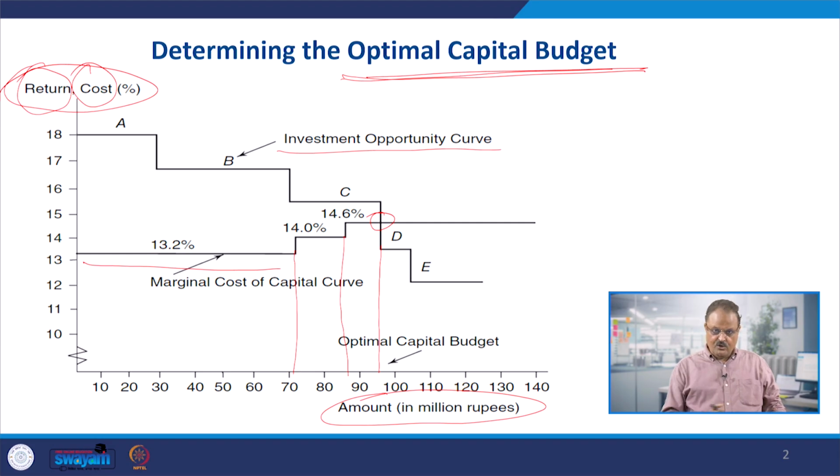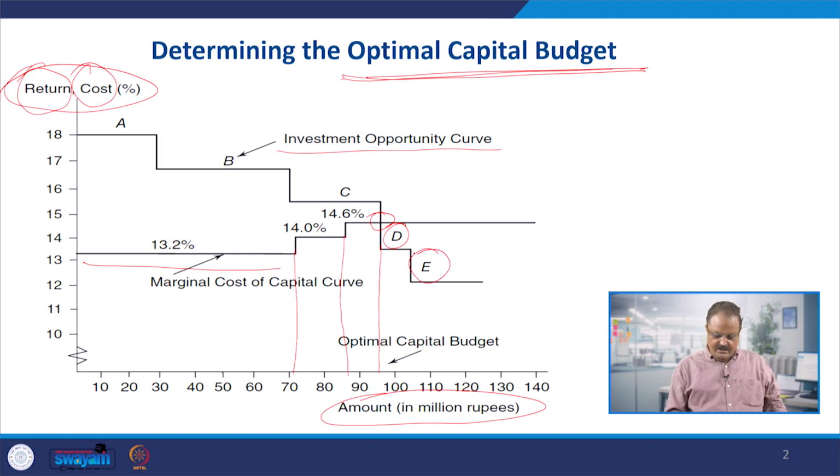But if you still want to make additional investment, if you want to go beyond project C, or the investment opportunity C, what will happen? The rate of return will seriously come down, and the cost of capital normally will remain static, that is 14.6%, but the rate of return expected from the next investment opportunity, that is D, would be significantly lower, maybe a little more than 13.2%, but it is certainly less than 14.6%.